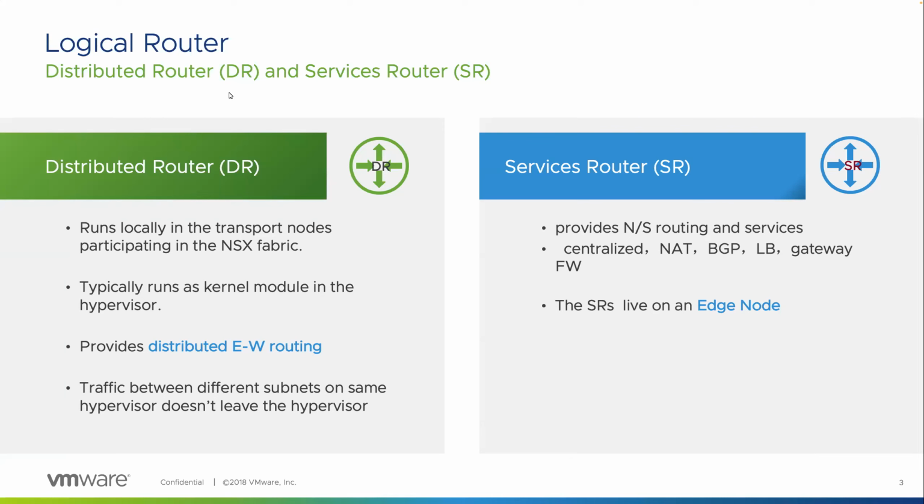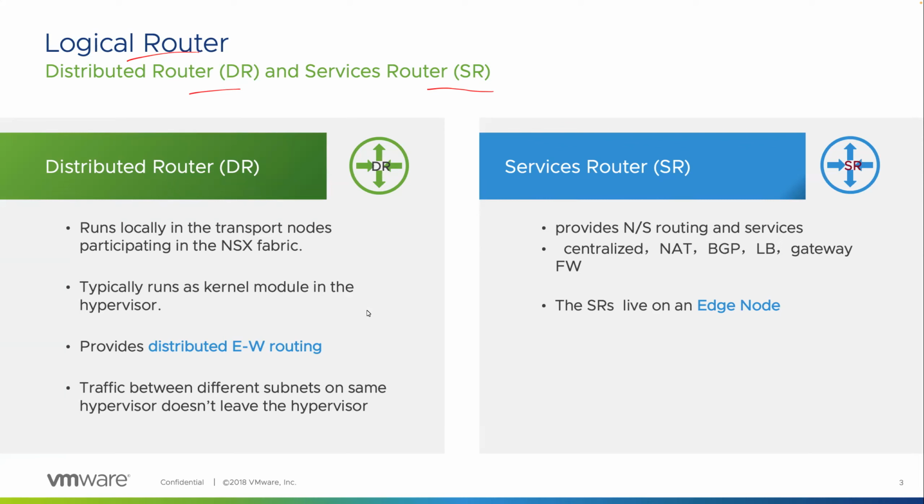There are two components within the logical router: DR, distributed router, and SR, service router. Why do we have these two? Because when we look at physical routing, we just have one router, a single concept of routing or router. But for NSX, we have a distributed router and service router.